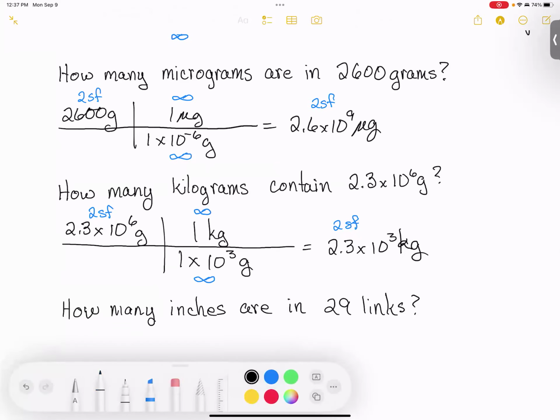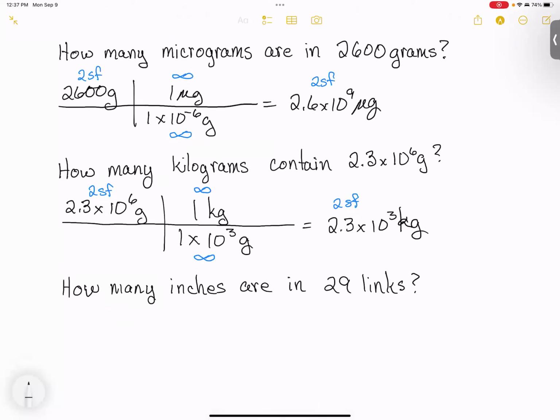The last one, I would have gone to the English conversion table because inches and links have nothing in common. I would have found that 7.92 inches is equal to 1 link. I would have put the link in the denominator because that's what I needed to cancel out, and the 7.92 in the numerator.